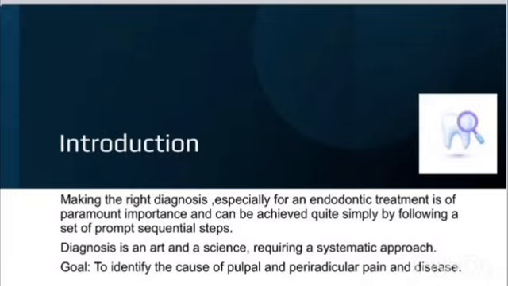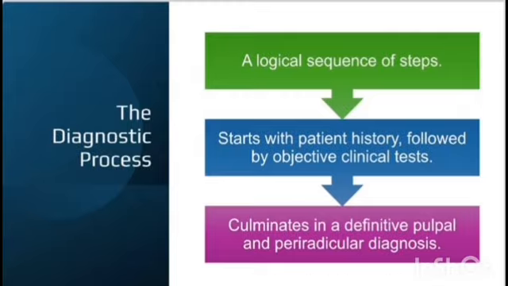So it can be demonstrated or represented as a flow chart where it is a logical sequence of steps starting from the patient history, which involves the subjective symptoms, and then we go on to the objective clinical tests. And all of this culminates into a definitive pulpal and periapical diagnosis.